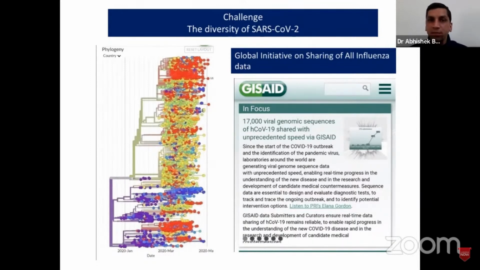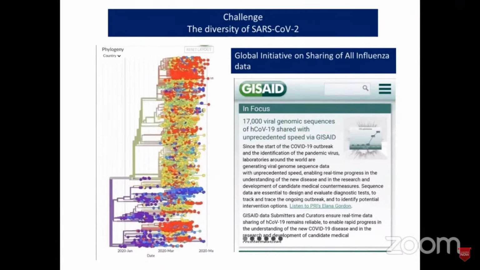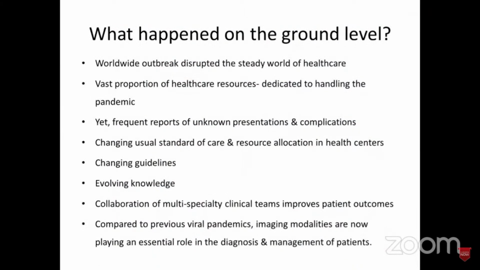There is conflicting data. Some papers say that it's very beneficial in advanced, severe cases, but there have been conflicting data that say it may not have any beneficial role in such patients as well. So what really happened at the ground level?